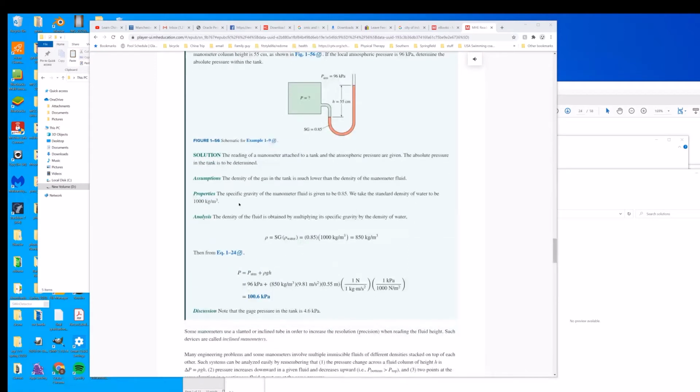So if you remember, just going down through the problem, any assumptions? Okay, so the gas is really low. This is an assumption we'll make for these problems. And the gas is in the tank, the pressure, the density is really low, so we don't have to worry about its weight pushing down on here.